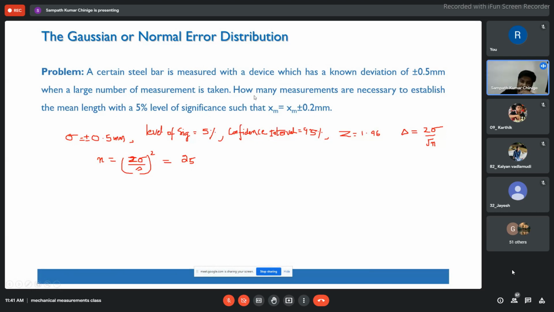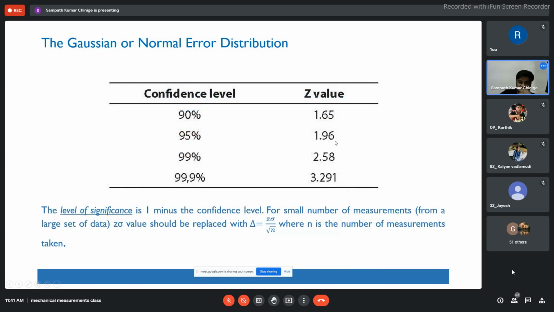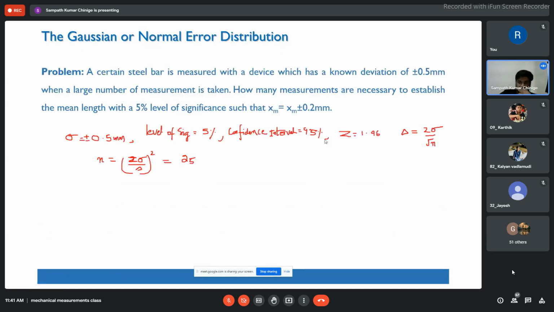So he is asking what is the n which is necessary to establish the mean length with a 5% level of significance. 5% level of significance means the confidence level is 95%. If you go back, for a confidence of 95%, your Z value is 1.96. So what is your delta? Delta is Z into sigma by root n.